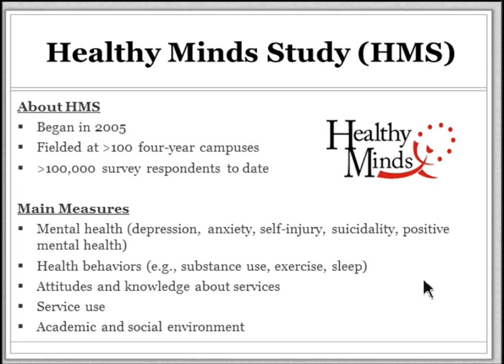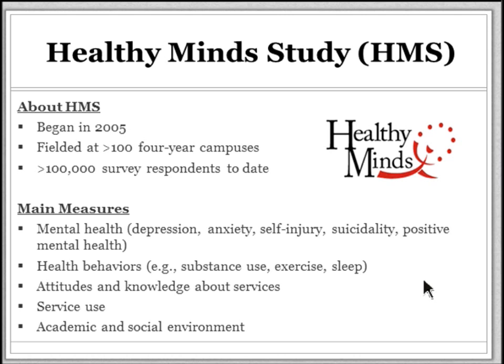The data that we'll present today come from the Healthy Minds study, which is a national survey-based study that began in 2005 here at University of Michigan. Since then, we've fielded the study at over 100 four-year colleges and universities across the U.S. with over 100,000 survey respondents. We use random samples of undergraduate and graduate students at participating colleges and universities, and we invite them to participate in an online survey, the Healthy Minds study, which takes about 15 to 20 minutes.